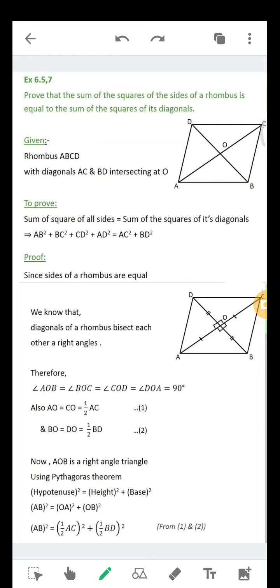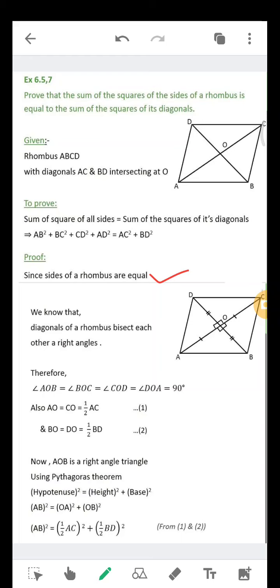We have to prove that the sum of the squares of all sides is equal to the sum of the squares of its diagonals. Sum of the squares of all the sides means I'll take the sides AB square plus BC square plus CD square plus DA square. These are the sides, and that is equal to the sum of the squares of its diagonals. What are the diagonals in this? AC and BD. So I'll write AC square plus BD square. This is our RTP, required to prove.